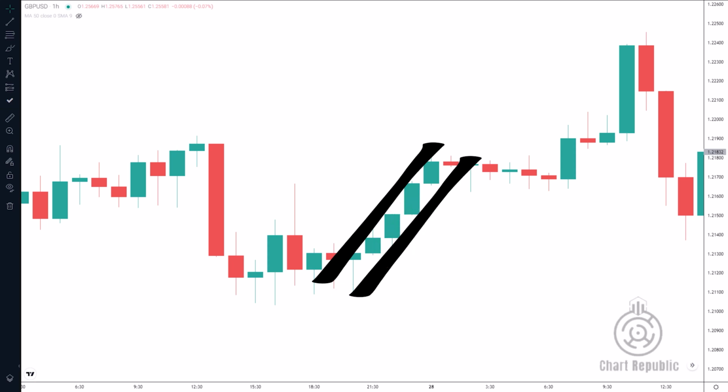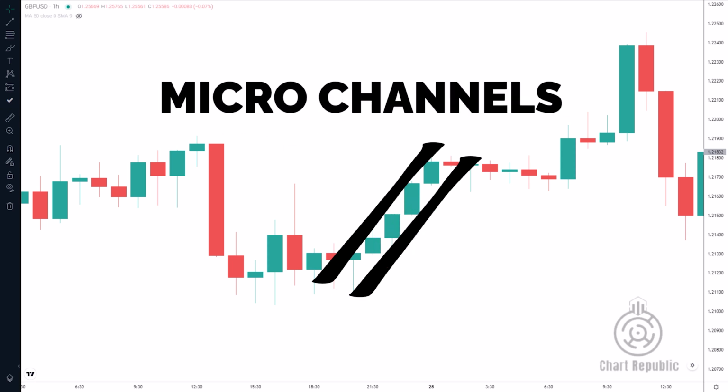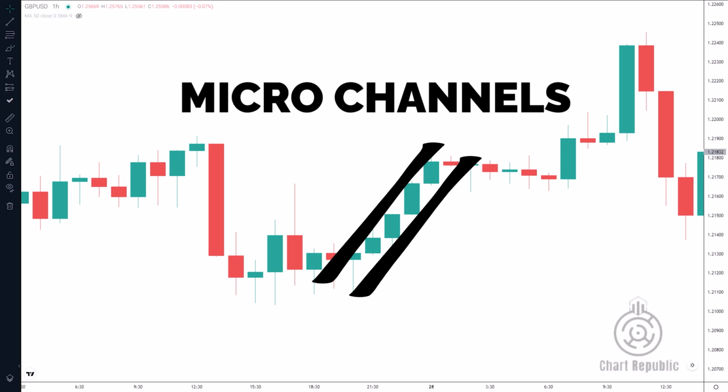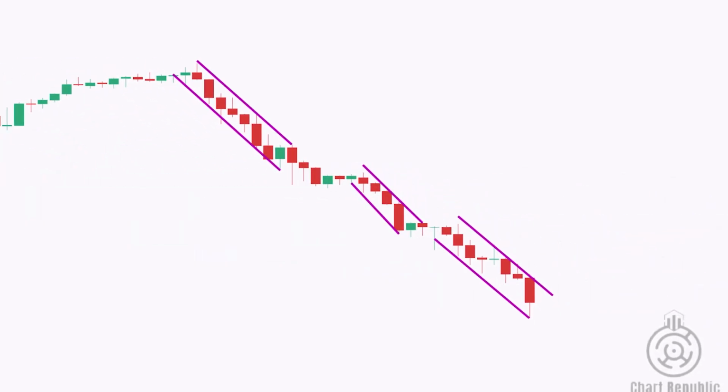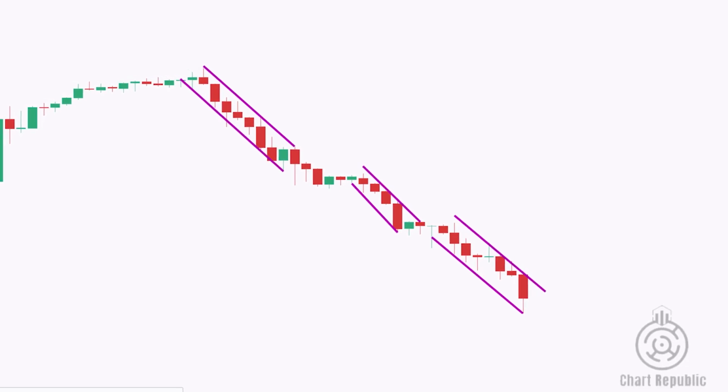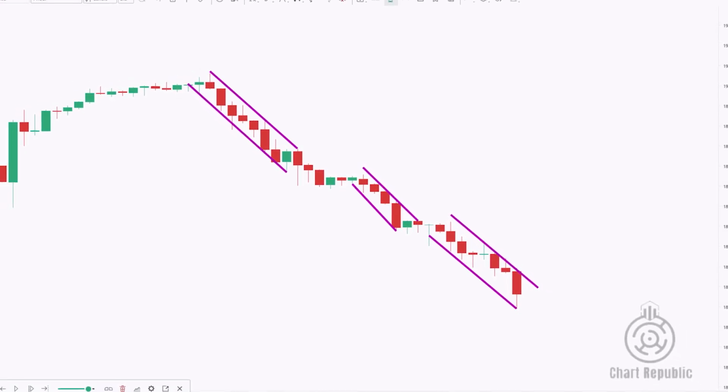These extremely tight channels, which we call microchannels, don't have any pullbacks within their bounds. Microchannels usually feature 3 to 10 candles. Personally, I've found that the ideal range often lies somewhere between those two thresholds. Some traders view microchannels as a sign of strength in a trend, but this isn't a strict rule.